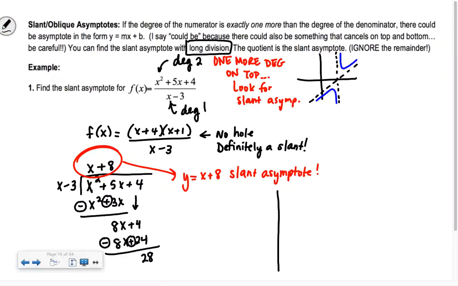All right, so how do we graph y equals x plus 8? We go up to 8. The y-intercept is 8. And then our slope is 1. So we go up 1, right 1, up 1, right 1. And when we do, we create this dotted line. It's an asymptote, right? So we're going to dot it.